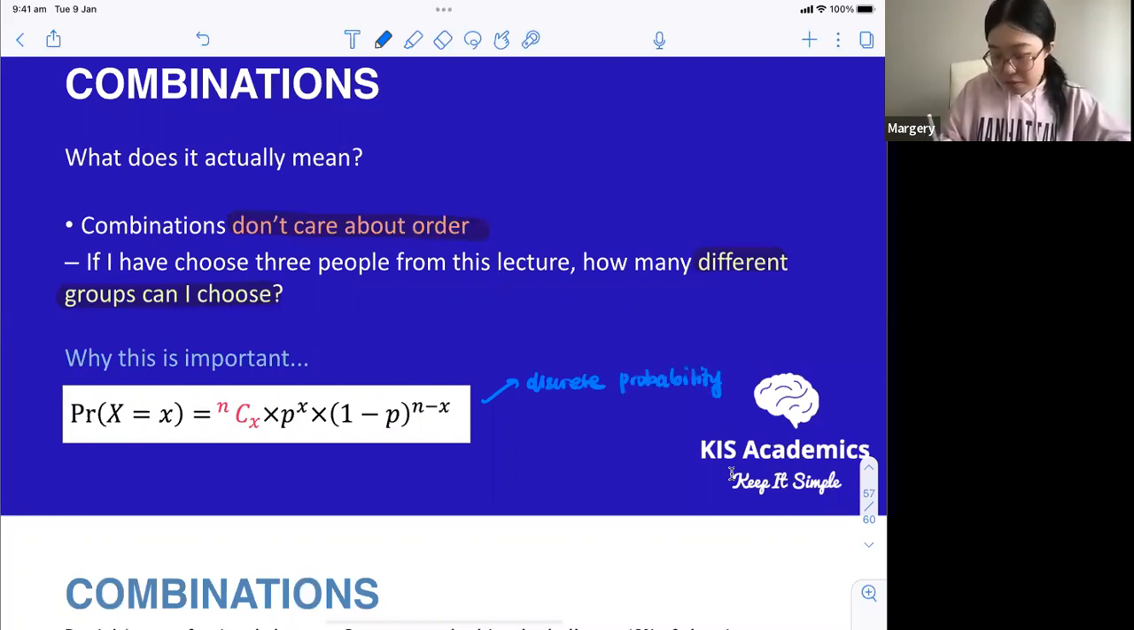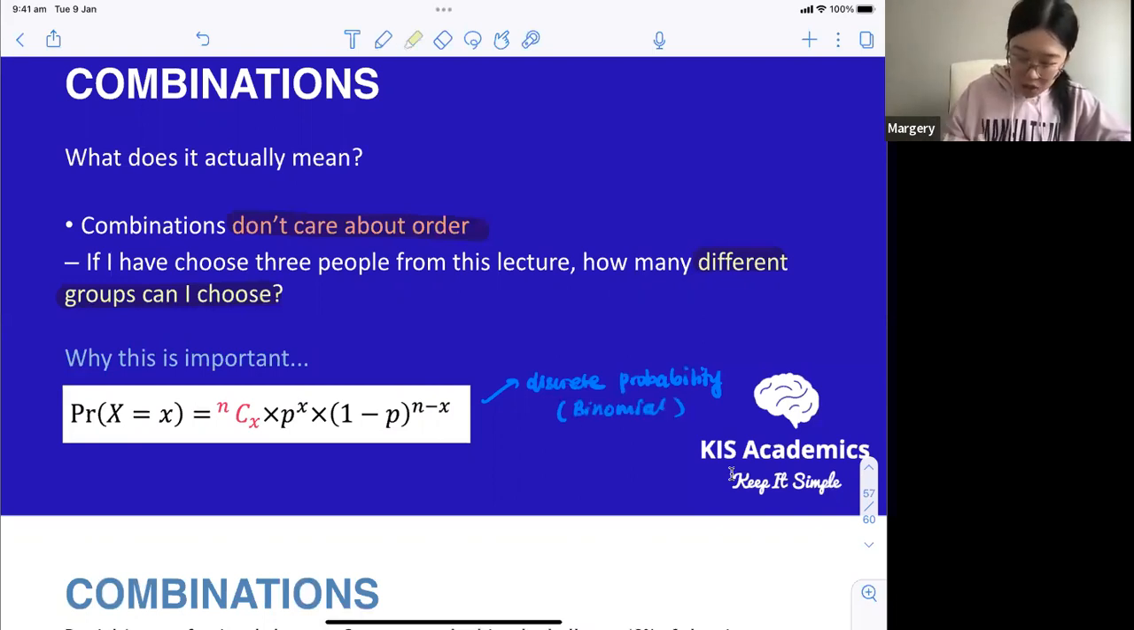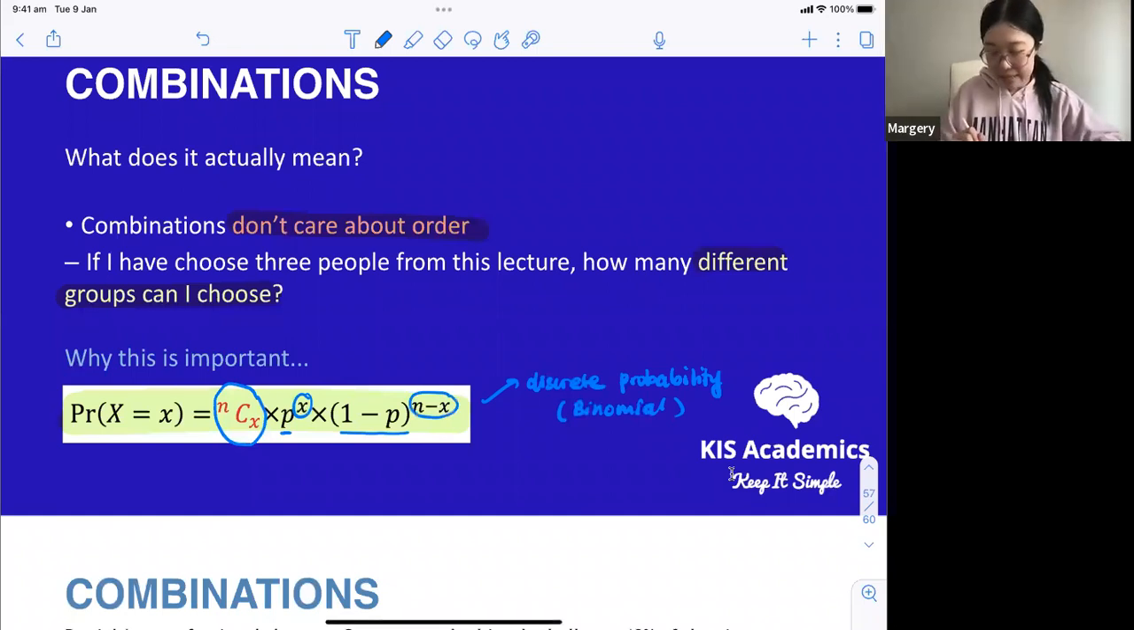This is important because we use this in our discrete probability, which refers to our binomial distribution. If you remember, for our binomial distribution, we have this formula, which says the probability that X is equal to something is equal to our combination nCx multiplied by p, the probability of success, raised to the power of x, multiplied by the probability of failure, 1 minus p, to the power of n minus x. We multiply by the combination because it tells us how many ways of obtaining the result.